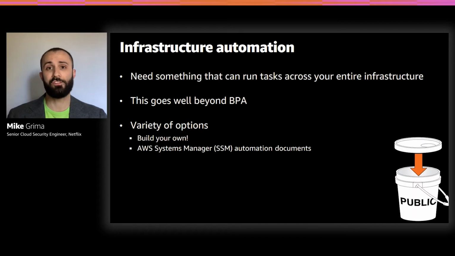There are a variety of options that you can pick from. You can either build your own, which is what our team at Netflix did a little while ago, or now, in fact, there's a feature from AWS, the AWS Systems Manager Automation Documents capability, which will allow you to write scripts and target individual AWS accounts. So this is actually a really great feature that you can make use of to implement infrastructure automation.